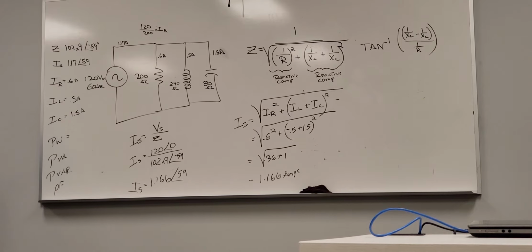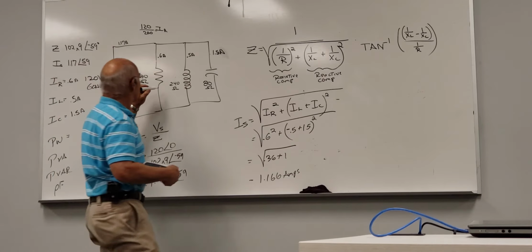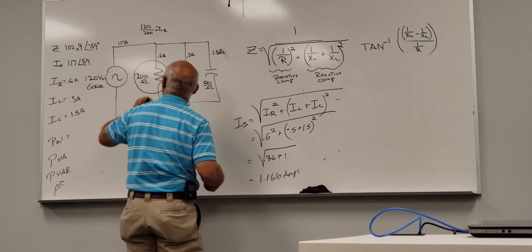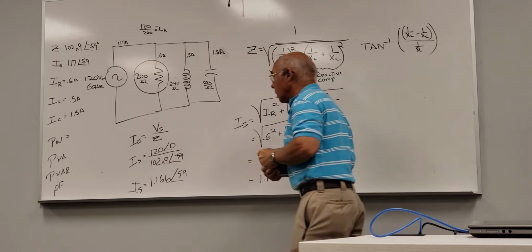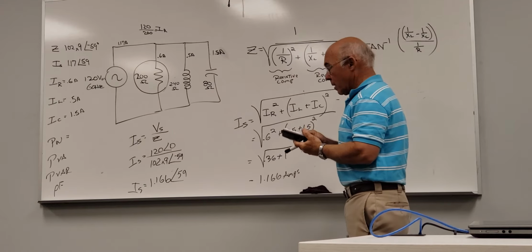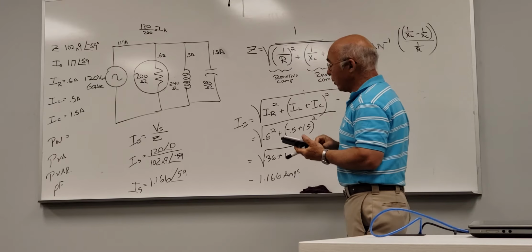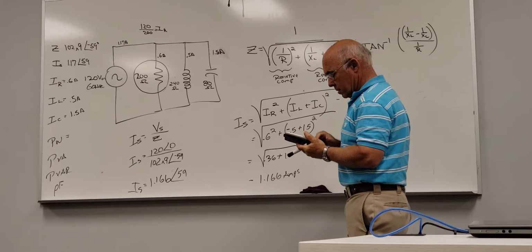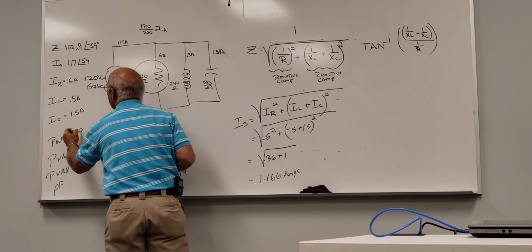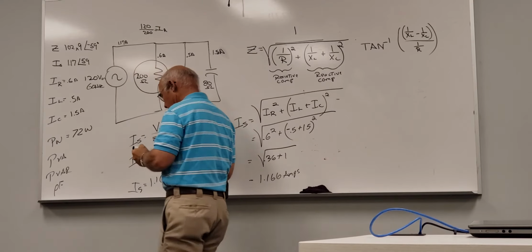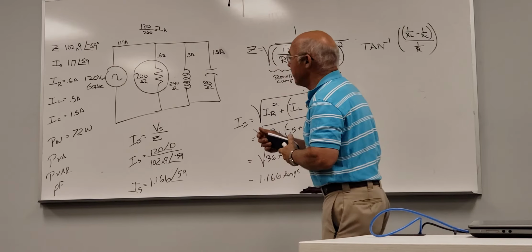Again, just like the other circuit, power in watts. There's only one component up here that dissipates power. We have the voltage, 120, and we have the current, 0.6, which gives us 72 watts. That's the power dissipated by the resistor.